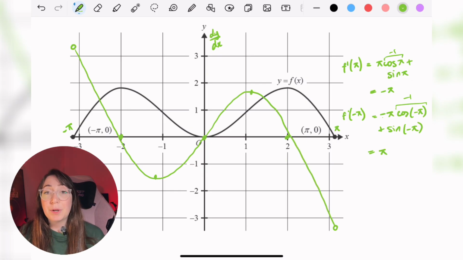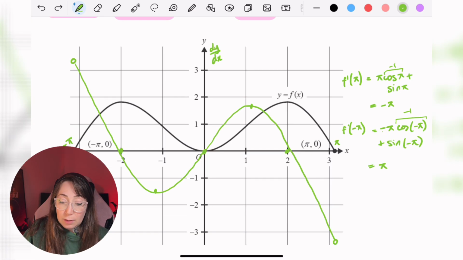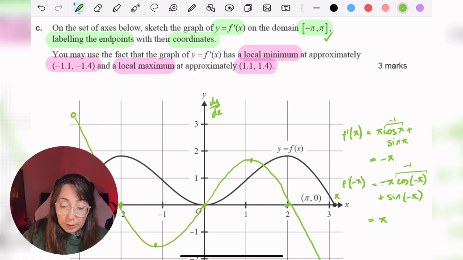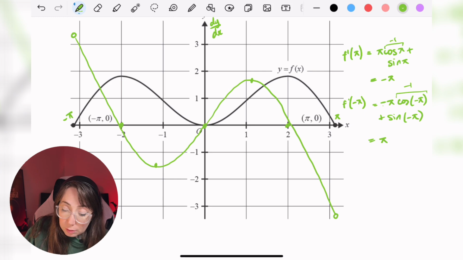There we go. That looks like a pretty good graph there. Okay, so just before we go on and have a look at what the examiners have to say, I'll always reread the question just to make sure I've done it correctly. So first of all, I've extended across the correct domain, labeled the endpoints. I actually have not done that. So let's go ahead and do that.